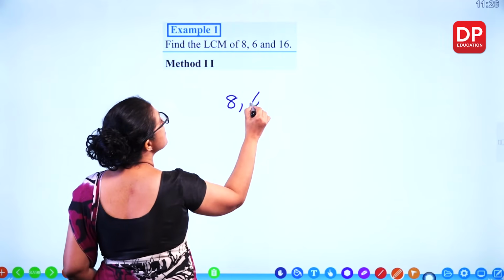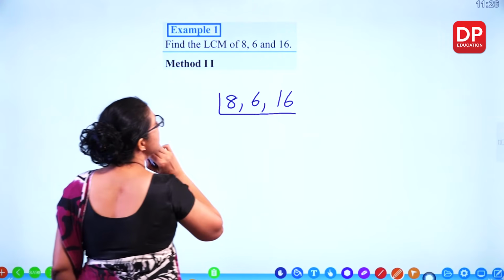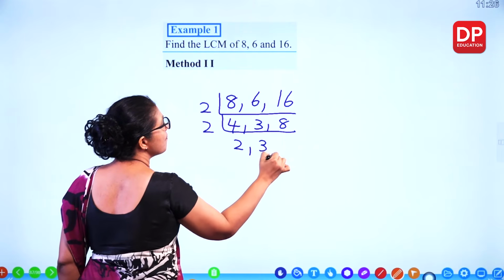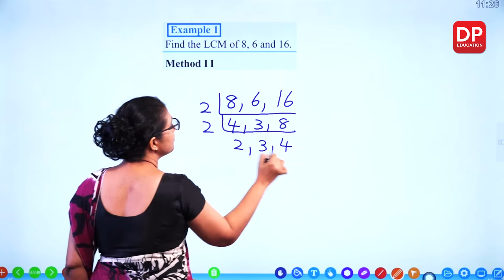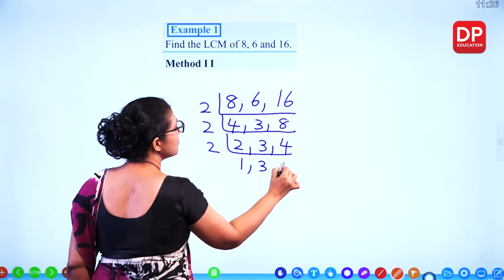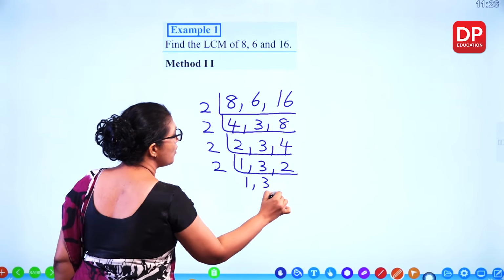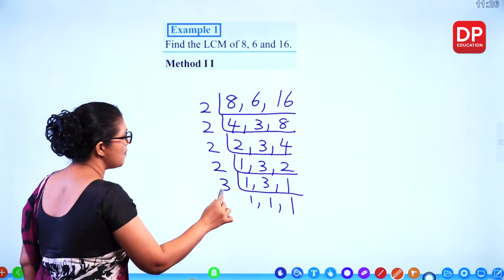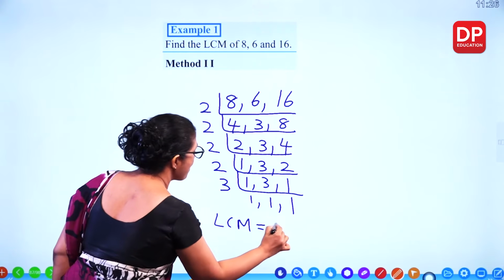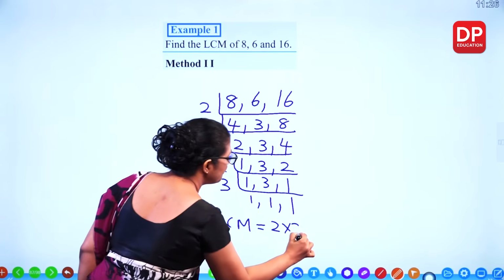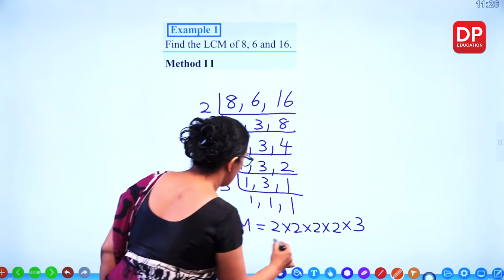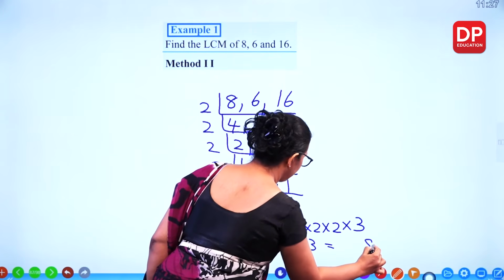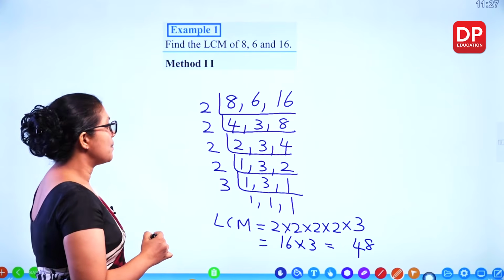We can write 8, 6, 16 in a row and divide. Divide by 2. Divide by 2 again. Here 3 you can't divide, you write as it is. Divide by 2 again. And divide by 2. Till you get 1, you have to divide. Divide by 3. So you get 1, 1, 1. Now we multiply all these numbers. That's the lowest common multiple. 2 times 1, 2, 3, 4. And 3. So you get the same answer. 16 times 3. 48 as the lowest common multiple.